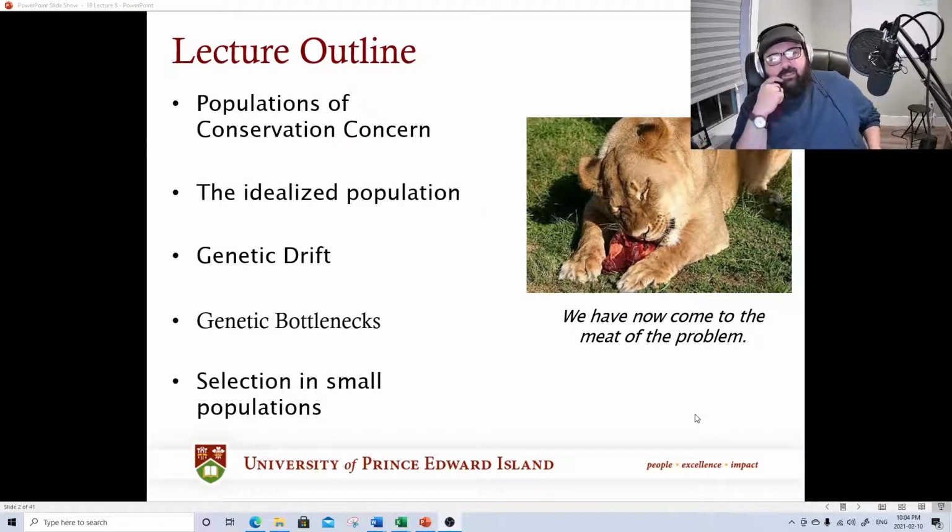Outcomes of this lecture, I want you to understand what the populations of conservation concern are. The idea of an idealized population or effective population size is really important, and you need to understand how we get it and why we have it. We're going to look at genetic drift, genetic bottlenecks, and selection in small populations. This is where the rubber hits the road in terms of conservation.